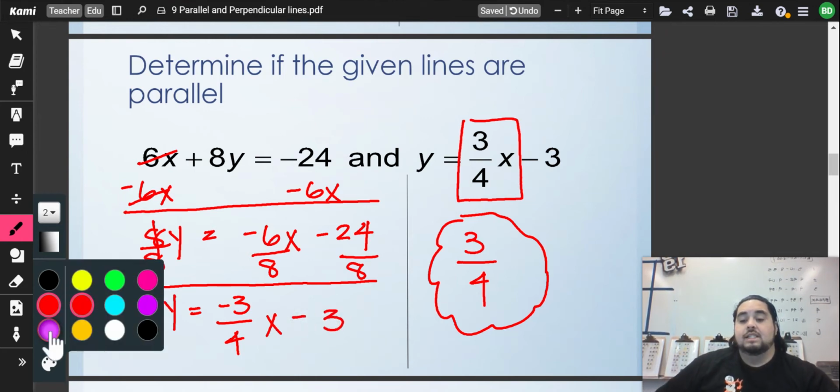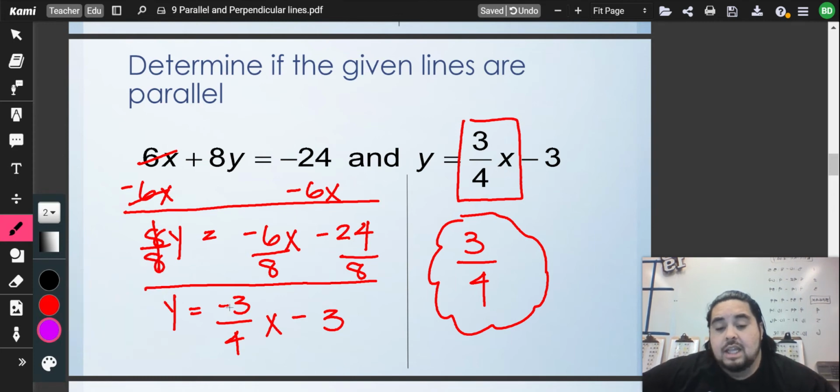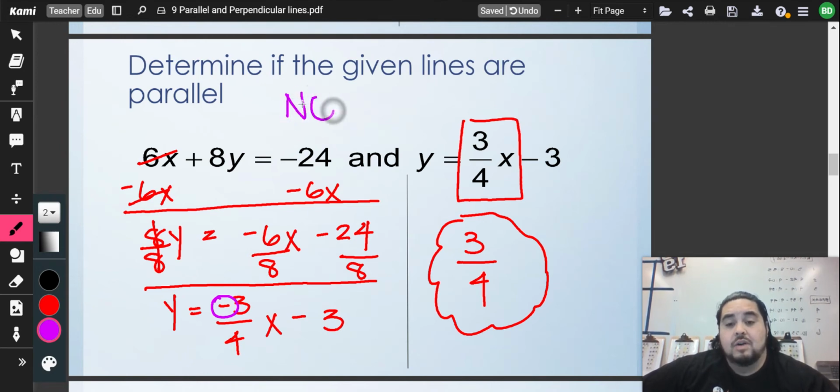Now, looking at this, you have to be really careful. They look similar, but you'll notice that one is negative and the other is not. So they're not the same. They have to be exactly the same to be parallel. Because one is negative, the answer is no. These are not parallel lines. They do not have the same exact slope.